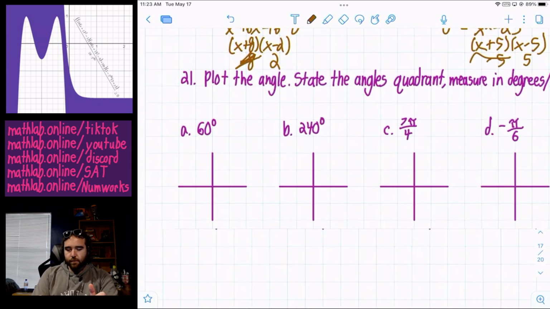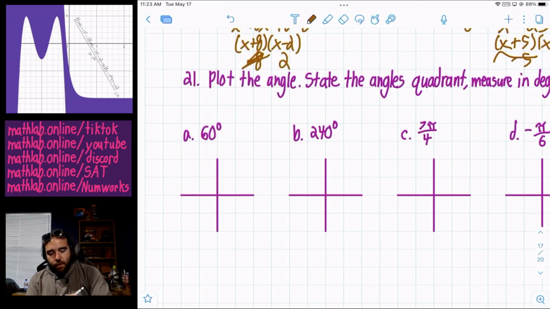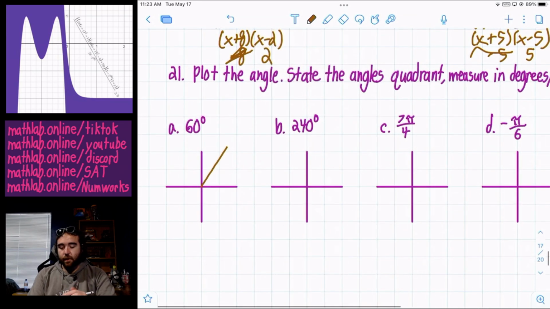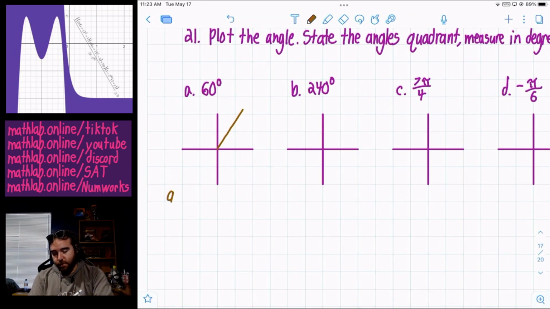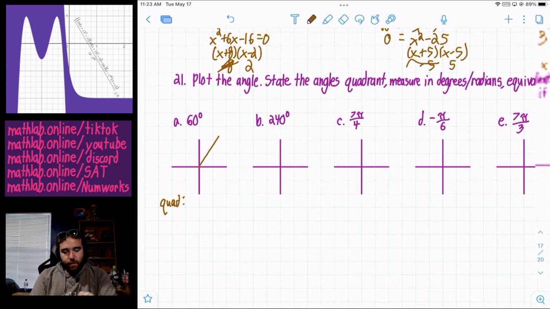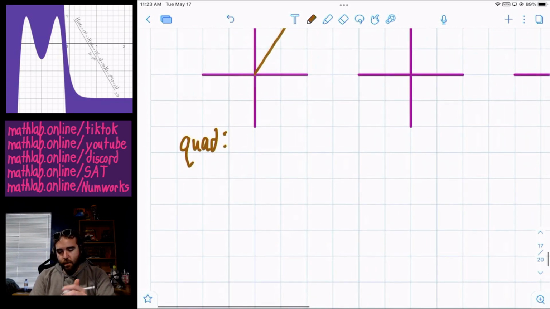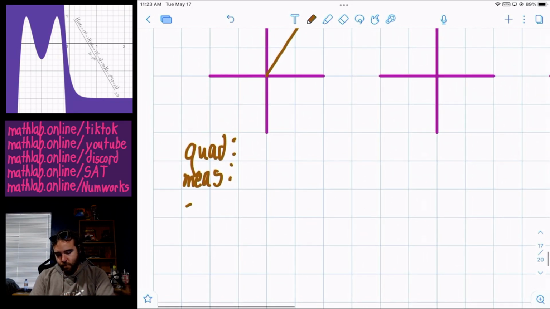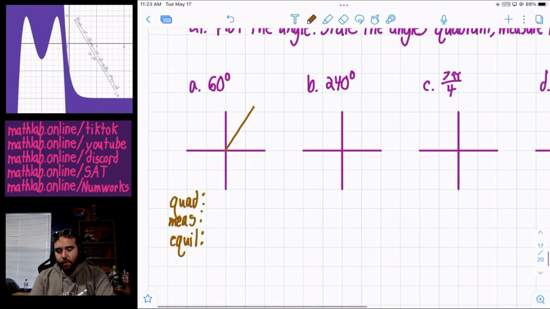Then we come into plotting angles. Here we just got to put them where they are. Whoa, wait, no, there's a lot we have to do here actually. We've got to plot the angle. We've got to state the angle's quadrant. Let's make a little chart. So we've got the quadrant, I'll say the measure, and the equivalent, if needed. So the quadrant is quadrant 1.